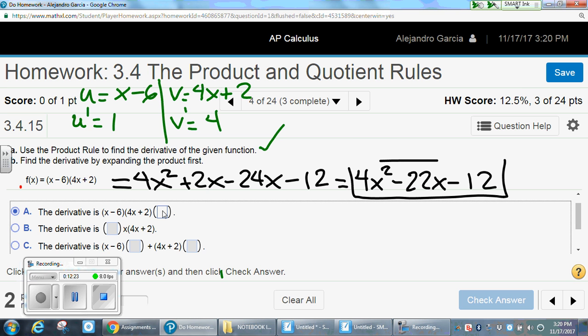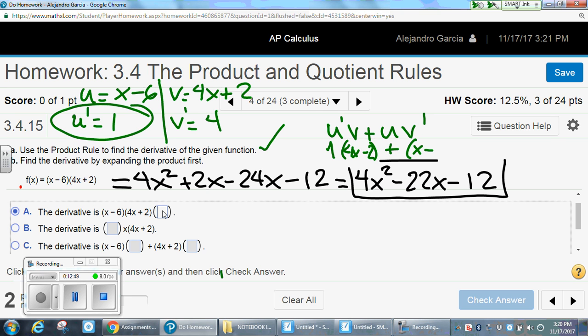So then the derivative, if we follow the formula, which is U prime V plus U V prime, then it's going to be, you start with U prime, which is 1, right, from here, times V, which is 4x plus 2 in my case, plus U, and U is the binomial x minus 6, times V prime, which is 4.